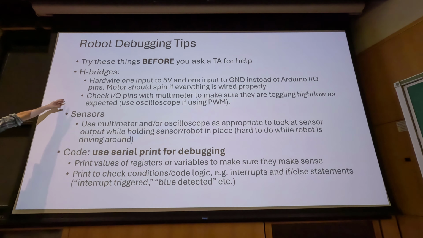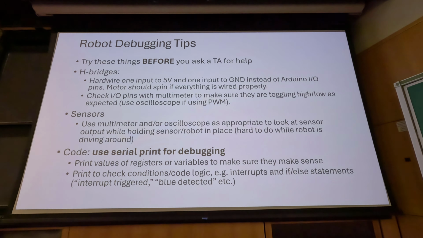So with the code, I put this in bold, use serial print for debugging. When running code on the Arduino, you cannot see what the code is doing unless your robot is still tethered to the computer and you are using serial print. You can print values of registers or variables to make sure they make sense. The period for the color sensor is a good example: print that out and make sure you're getting the expected period reading. You can also place serial prints in strategic locations to check your code's logic.